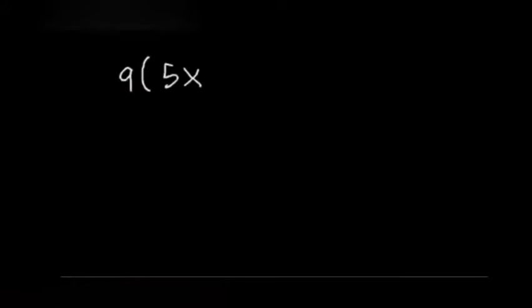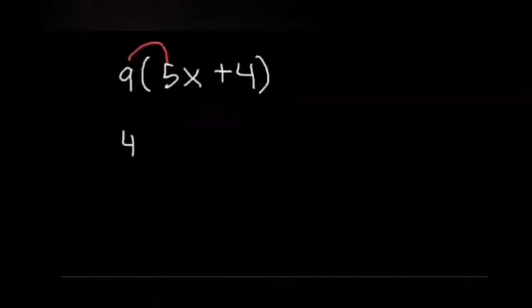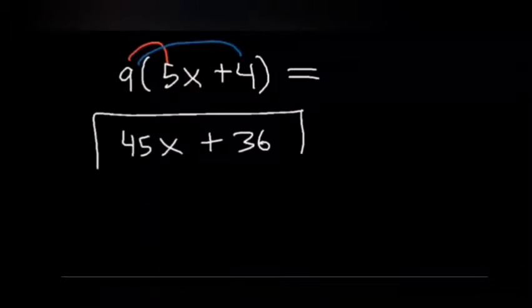Take another example. We have 9 open bracket 5x plus 4. We're going to open the bracket. To do that, what we have outside multiplies all the terms inside. 9 times 5x gives us 45x. 9 times 4 gives us plus 36 as our final answer. It cannot be simplified further because they are unlike terms. Let's take another example.